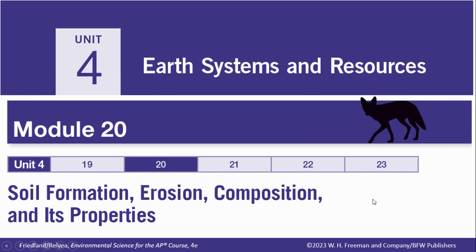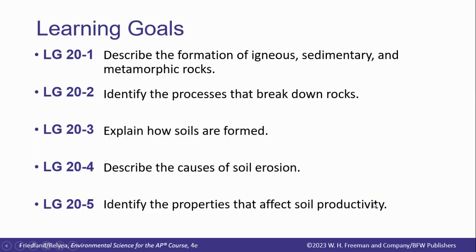How does soil happen? Our learning goals today are: describe the formation of igneous, sedimentary, and metamorphic rocks, identify the process that breaks down rocks, explain how soils are formed, describe the causes of soil erosion, and identify properties that affect soil productivity.